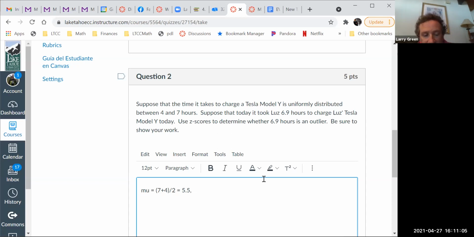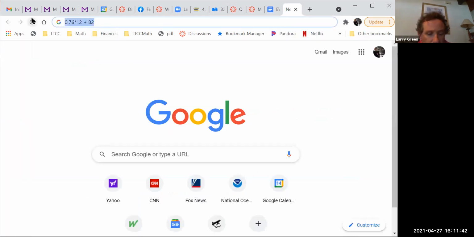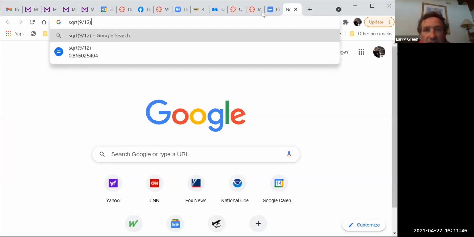And then we have the standard deviation, right? SD for standard deviation. And that had a big formula, which was the square root of b minus a squared. B minus a is 7 minus 4, squared over 12. Which, by the way, 7 minus 4 is 3. 3 squared is 9. So that's the square root of 9 over 12. And let's pop that into a quick calculator. 0.866.